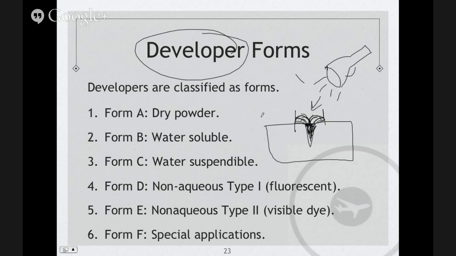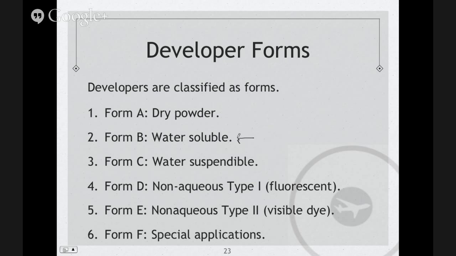Now we have different forms of developers. We have dry powder, like you can see there. It's a powder and it's dry. You also have form B, being water soluble: you have the particles in the water and they mix with the water. Then you also have water suspendable, where the particles of the developer are suspended in water, so you need to agitate it before you use it. Otherwise it's not gonna mix with the water like water soluble is. And then you have non-aqueous type 1, which is for fluorescent, and non-aqueous type 2, which is for visible dye. And then you also have special applications developers. These all do the same thing. They're just different forms of developers. They are there to magnify our indications and help us see them easier.